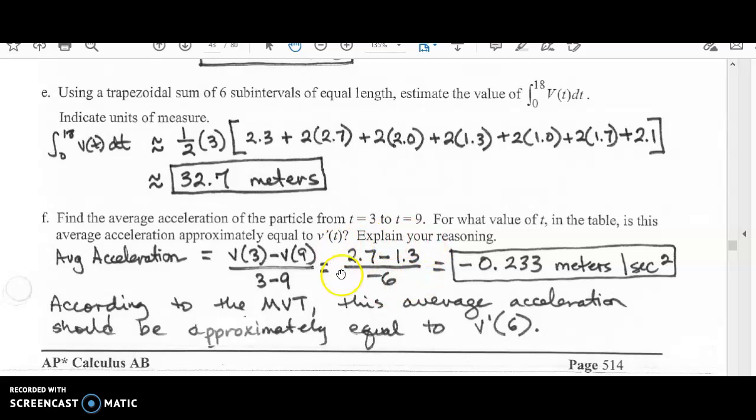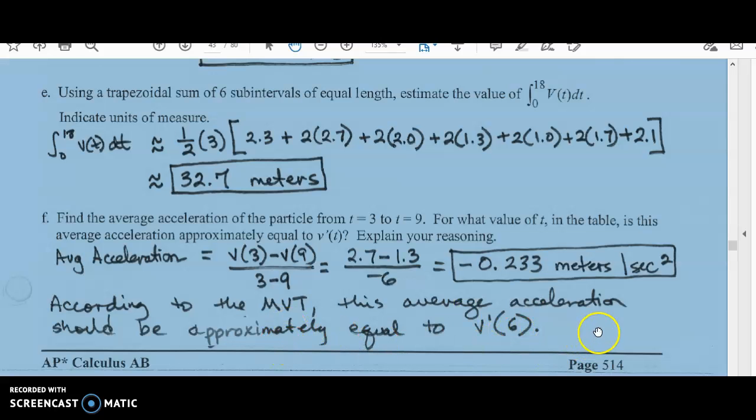So as you work through that, the average rate of change on that interval is negative 2.33 meters per second squared. So according to the mean value theorem, this average acceleration should be approximately equal to some value in that interval. I don't know if I would commit to exactly v prime of 6, but approximately equal is fine.